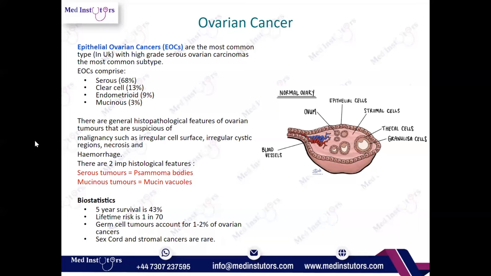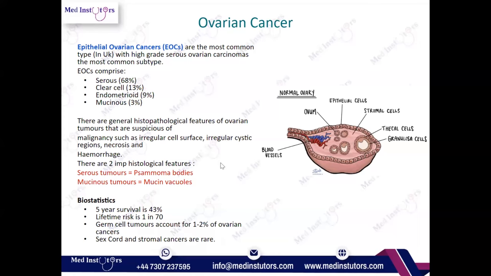Okay, there are some suspicious histological features of ovarian cancer. If you take a tissue and make a slide and observe that tissue, and if you find irregular cell surface, irregular cystic regions, and necrosis or hemorrhage, that means that there are high chances that the tumor, that tissue, is malignant, and that's a red flag. So these are some red flags of ovarian tissue.